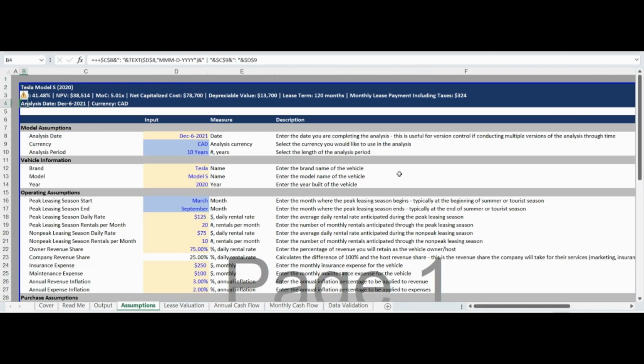All model assumptions are input and neatly organized in the Assumptions tab. Every assumption includes the measure and detailed description for the input to assist your analysis. Initial inputs are for general analysis information, including the analysis starting date, model currency, mileage measurement, and general vehicle information.